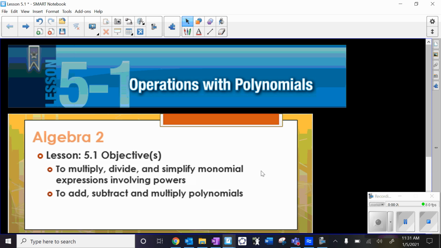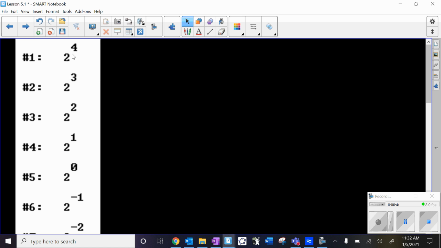So in Section 1, we're going to look at being good at our exponent rules. That's what we're going to start with in the first lesson. And then in the second half of this, we'll look at adding, subtracting, and multiplying polynomials. The very first thing that we're going to do is look at some of our exponent rules, just to get an idea as to where these come from.